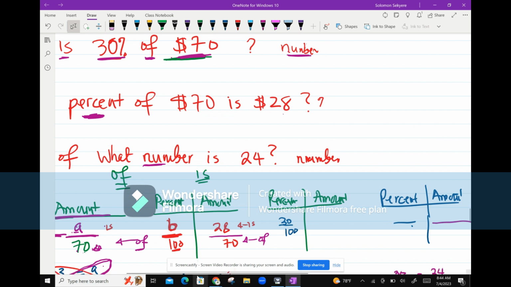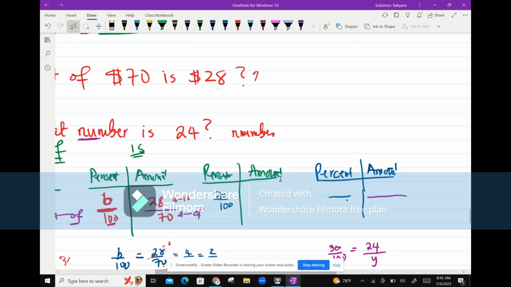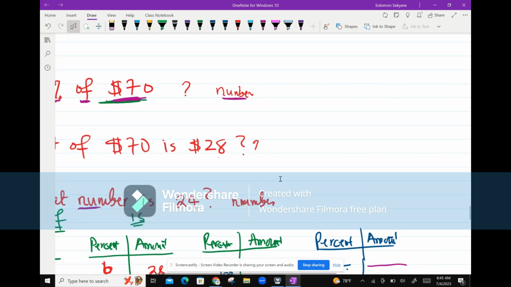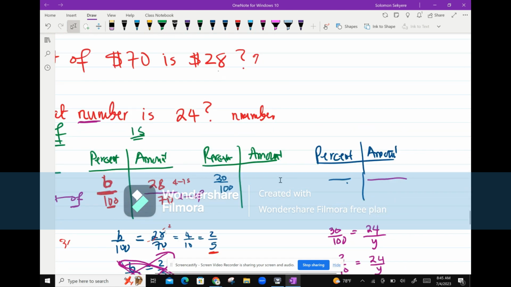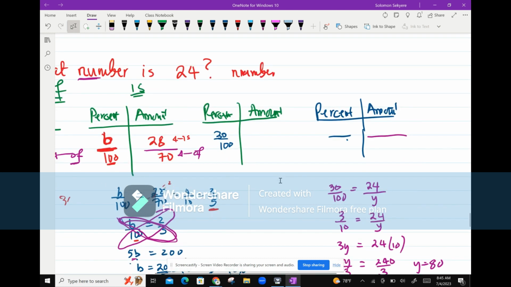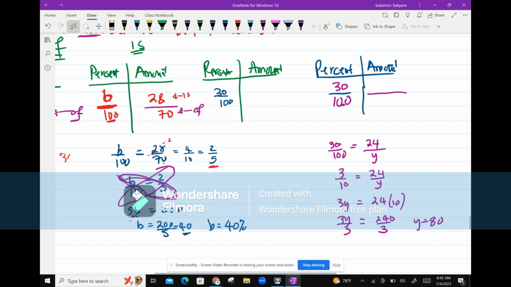Okay, 30% of what number is 24? Okay, can you pause, set the table and see what is missing, and then choose a variable. 30% of, so we've been given what? 30%. So we've been given this side, 30%. So it is 30 over 100. 30 over 100 of what number? So we are missing that. This is given, 24.